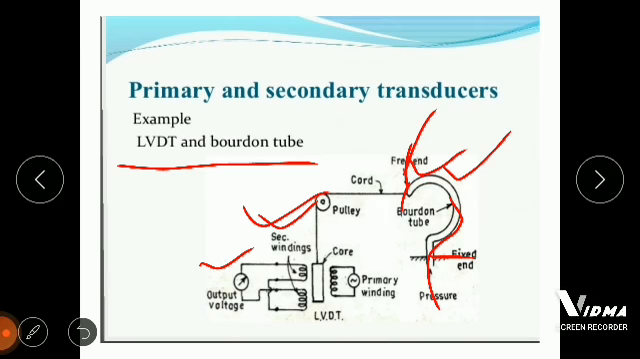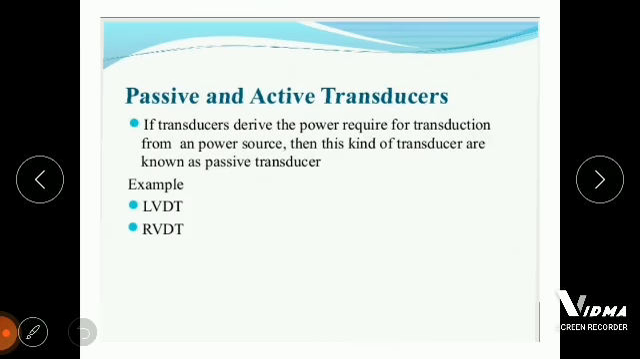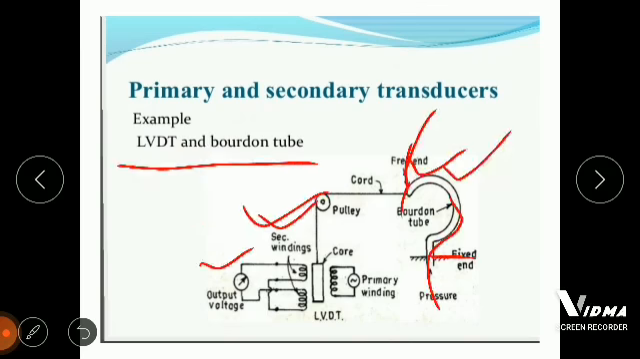Passive and active transducer. If the transducer derives the power required for transduction from a power source, or we are taking a power source for the working of a transducer, then it is called a passive transducer. For example, LVDT and RVDT. Simply say, in LVDT, linear variable differential transformer, as we can see in the last figure, we are giving the supply voltage at the primary side of the transformer.